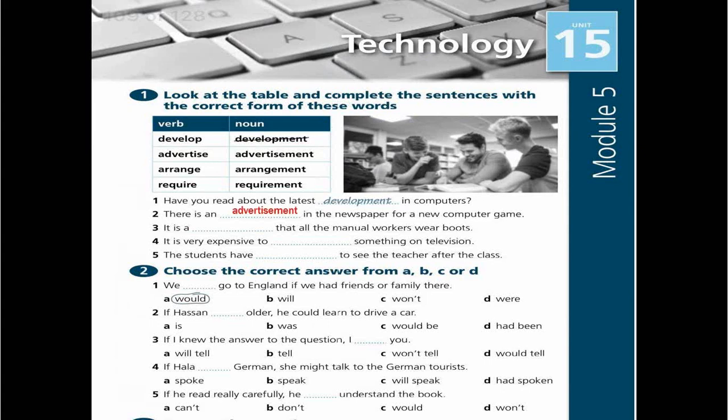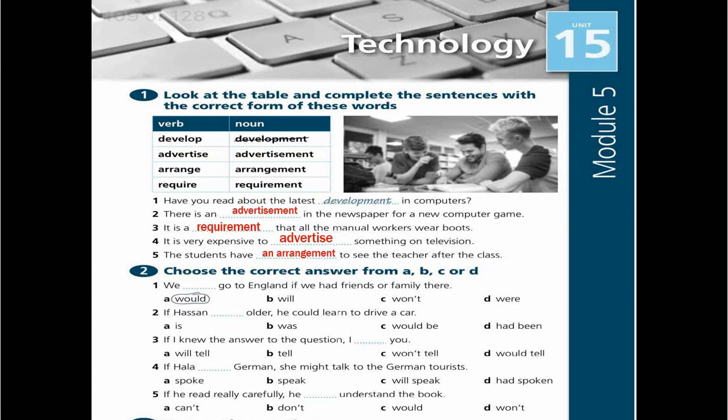advertisement. Number 3, it is a space that all the manual workers wear boots. The answer is it's a requirement. Number 4, it's very expensive to space something on television. The answer is advertise. And number 5, the students have space to see the teacher after the class. And the answer is an arrangement. Good. Let's go to exercise 2.